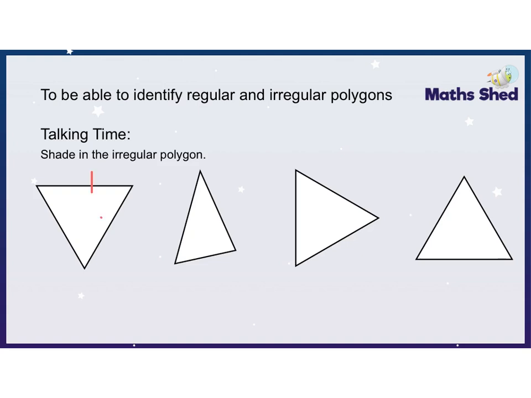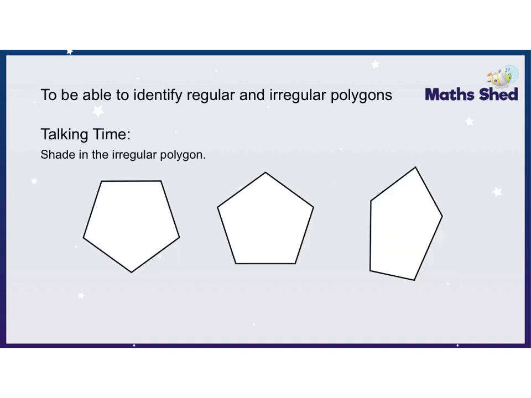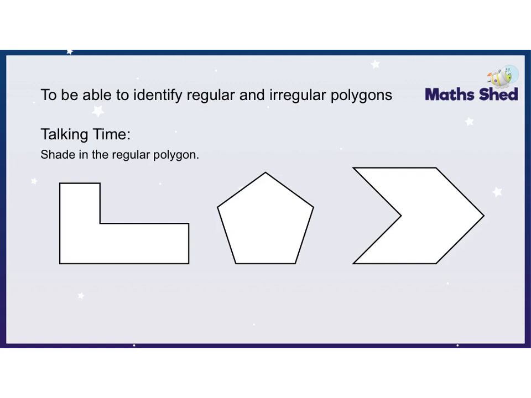Again, shade in the irregular polygon. I can see that this is an equilateral triangle. I could measure the sides and the angles just to make sure. This is also an equilateral triangle, as is this one. So they're all regular polygons. This one is irregular. I can see that the sides are not the same length and the angles are different as well. So shade in the irregular polygon here. It's quite easy to see that this one would be the irregular one. Now this one tells me to shade in the regular polygon. So I'm looking for a polygon where all the sides are the same length and all the angles are the same. It's quite obvious that this one would be the regular polygon.